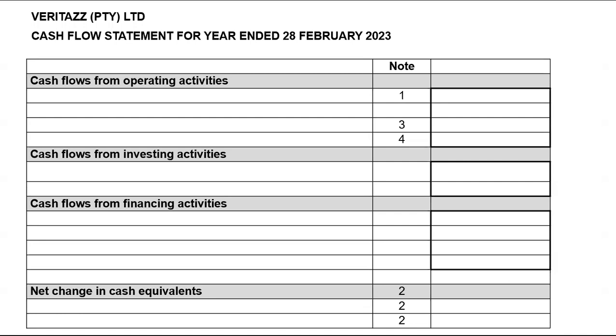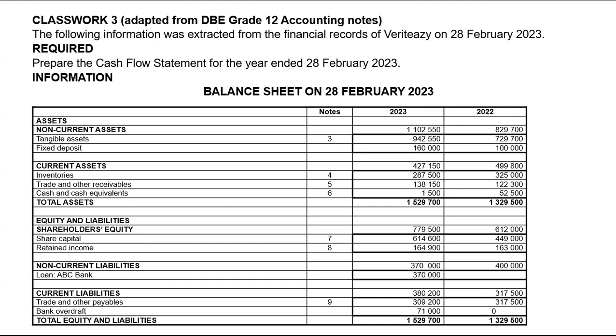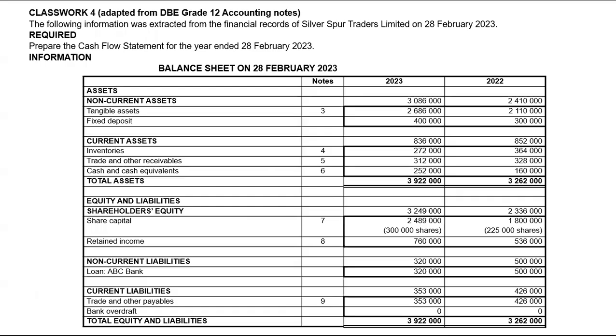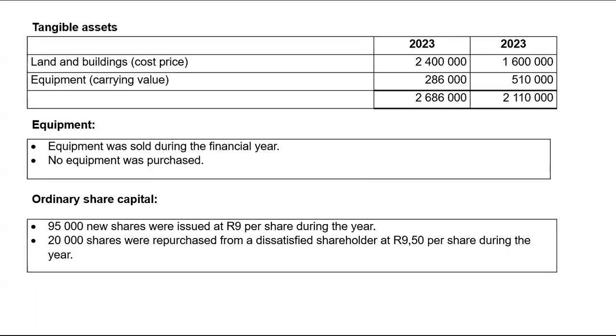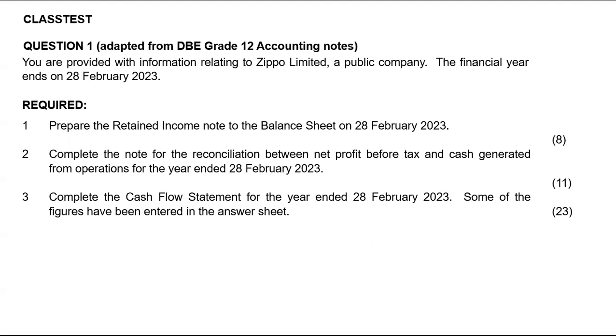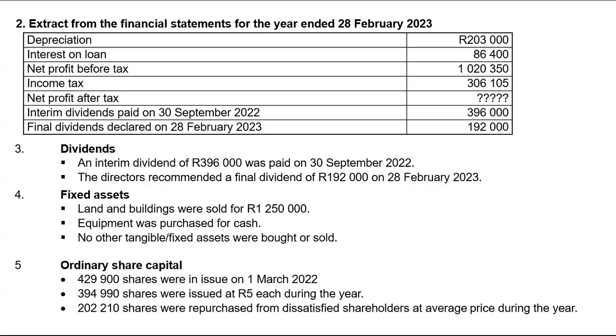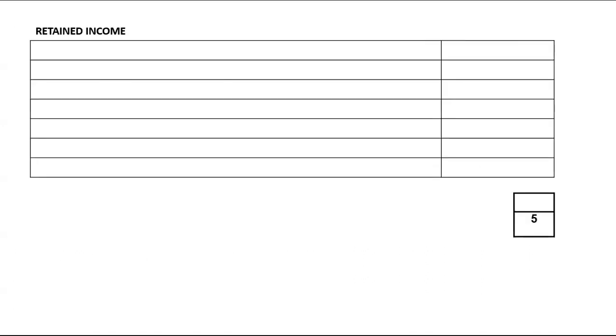All right. Let me check the next question, classwork 3. You can also do this if you want to. And then what's the next classwork? It will be classwork 4. You can check it out and prepare the cash flow statement. I've been focusing more on GDE there. This is also DBE, a past paper from DBE. Check it out and prepare the cash flow statement. They just want the cash flow statement, and that's it. Oh, they also want a retained income. So you need to prepare the retained income note.